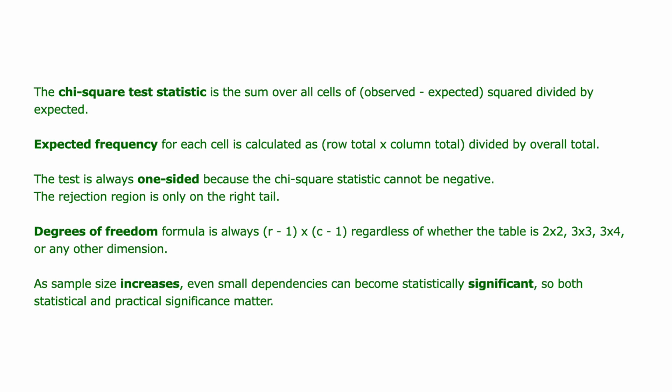Rejection region. Because the test statistic is based on squared differences, it is always non-negative, resulting in a one-sided right-tailed test. As sample size, n, increases, the test power increases. Analysts must therefore distinguish between statistical and practical significance.